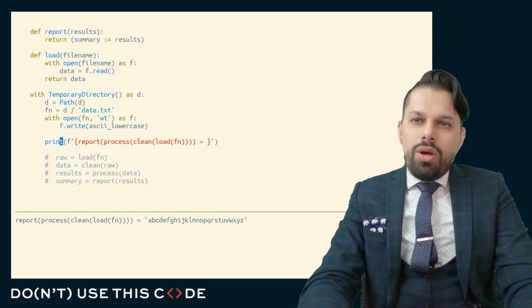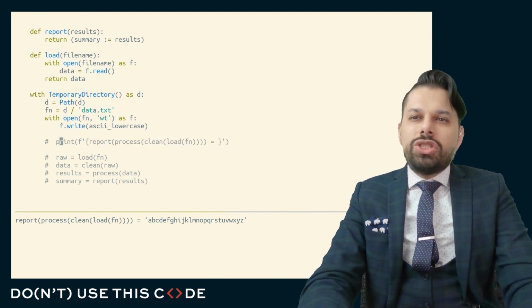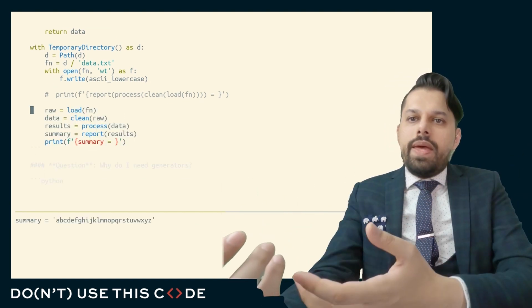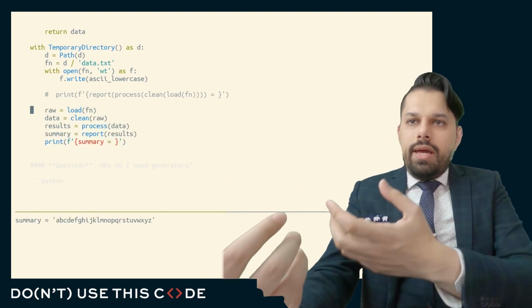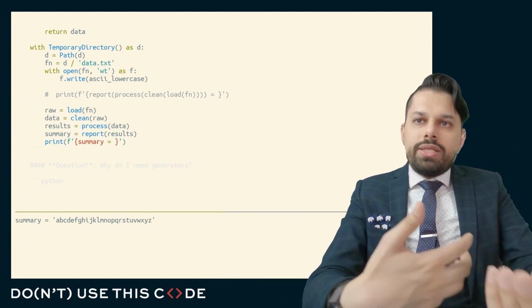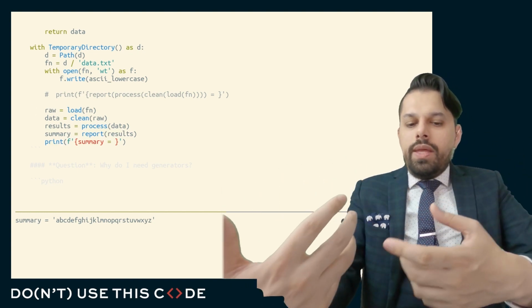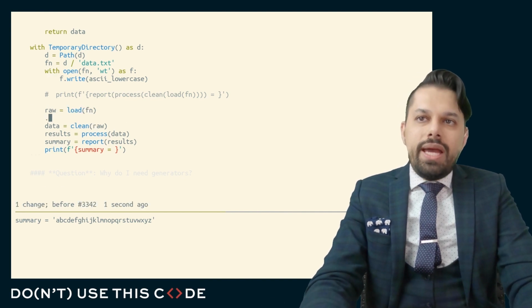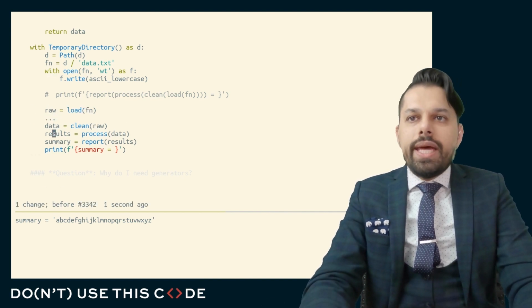Now, as opposed to writing it in this composed fashion, we might likely see in our code that it's written in this fashion. Load the data, and then take a look at the raw data, clean the data, and then look at the resulting clean data, process that, look at the results, do the report, and then look at the summary. And there might be some behavior that we want to put in the middle to say, oh, if the raw data doesn't look valid, then we do something.